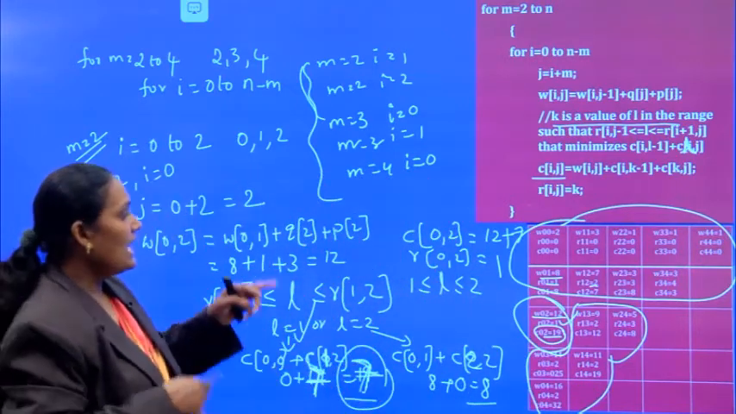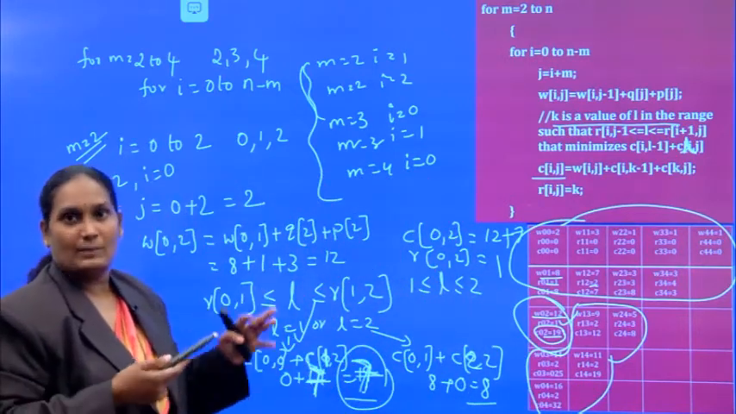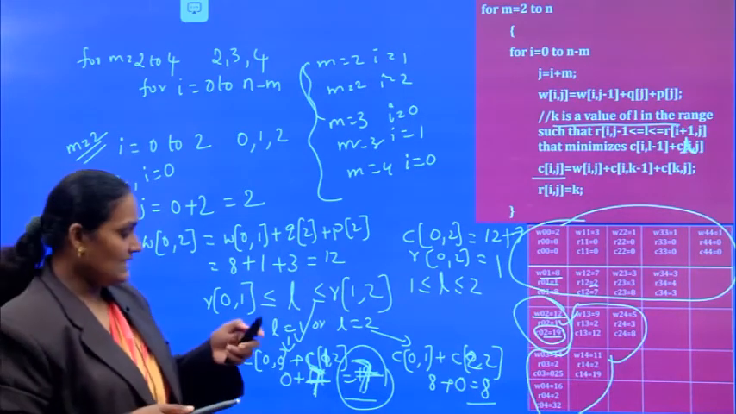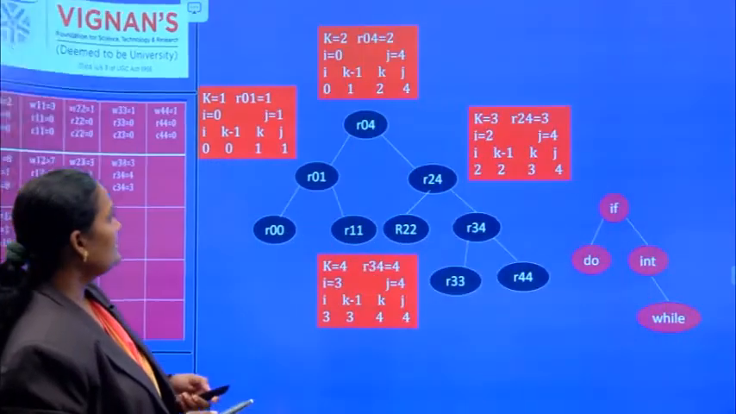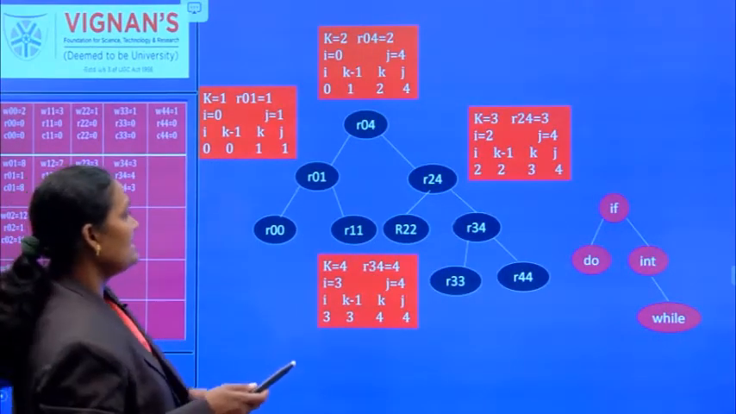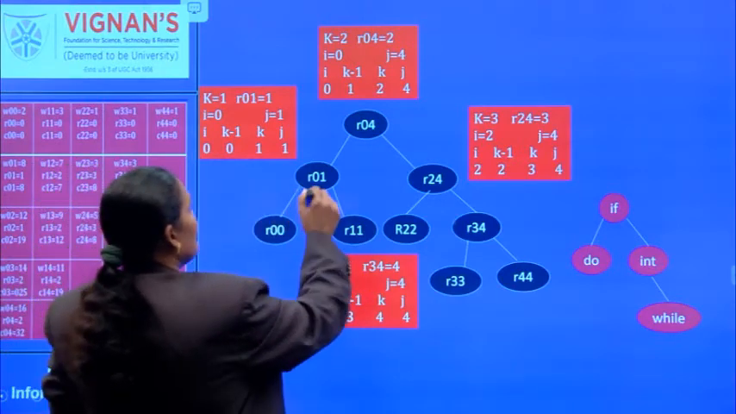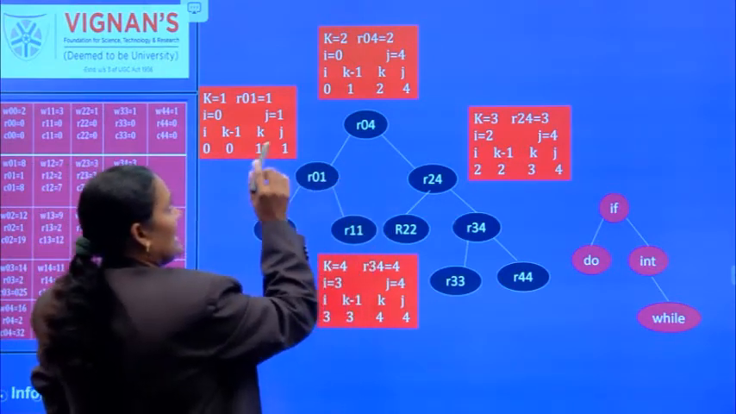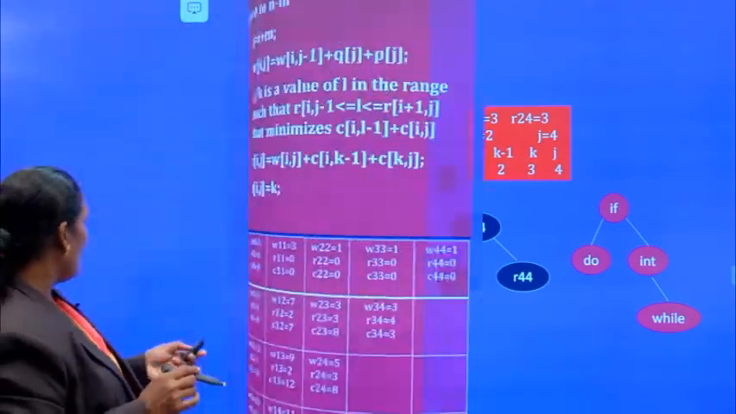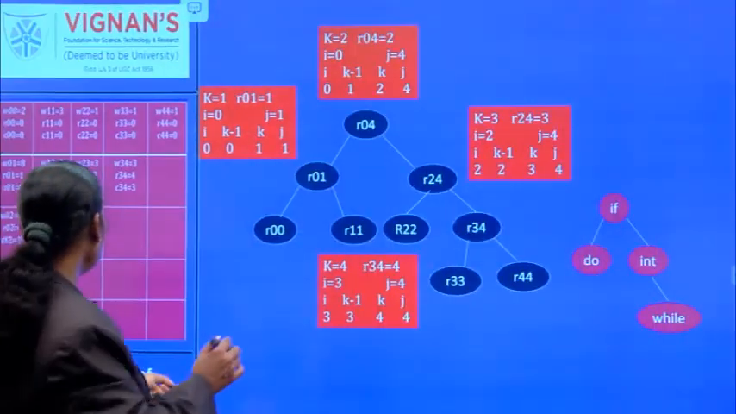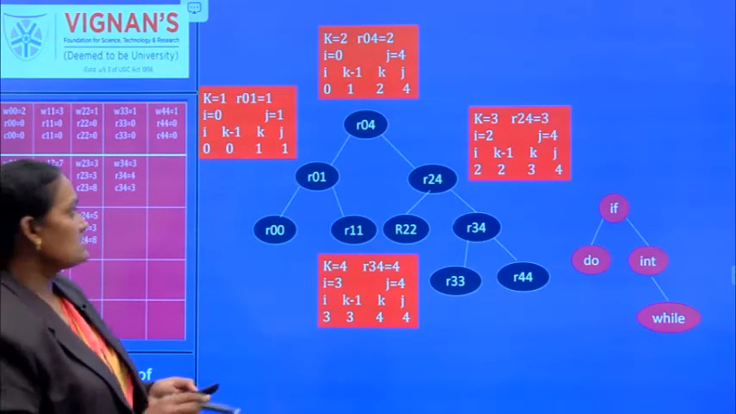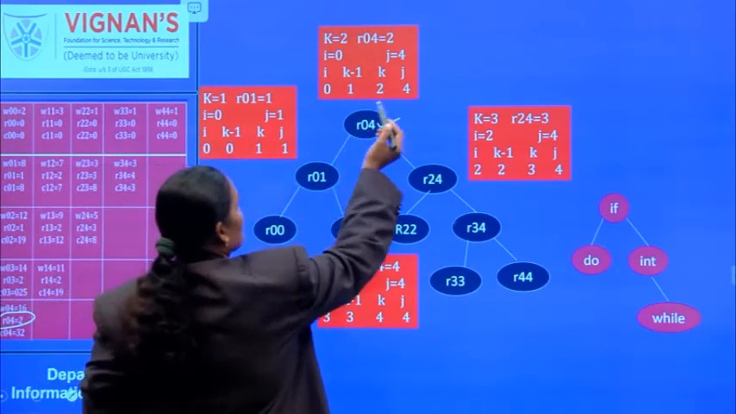Okay, now how to construct optimal binary search tree after calculating all these values. Now let us see that process. Here this is the procedure to construct optimal binary search tree. Now let us see, first we are going to take the last value, which is nothing but R04. In the table, what is the last value that we are considering? R04, whose value is 2. So here let us take that value R04.